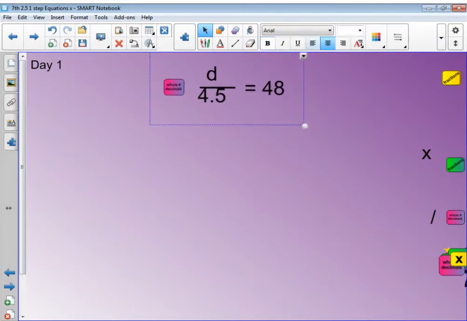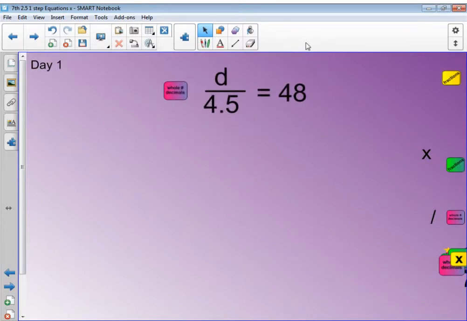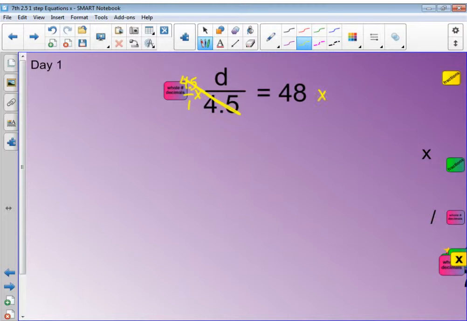Okay, so here you're working a decimal. So if you'd like to use a calculator on this one, you may. So as I work through this one, I'm seeing it's d divided by 4.5. So the opposite of division is we're going to take it times 4.5. And that's so these will cancel out because it was 4.5 over 1. So times 4.5.